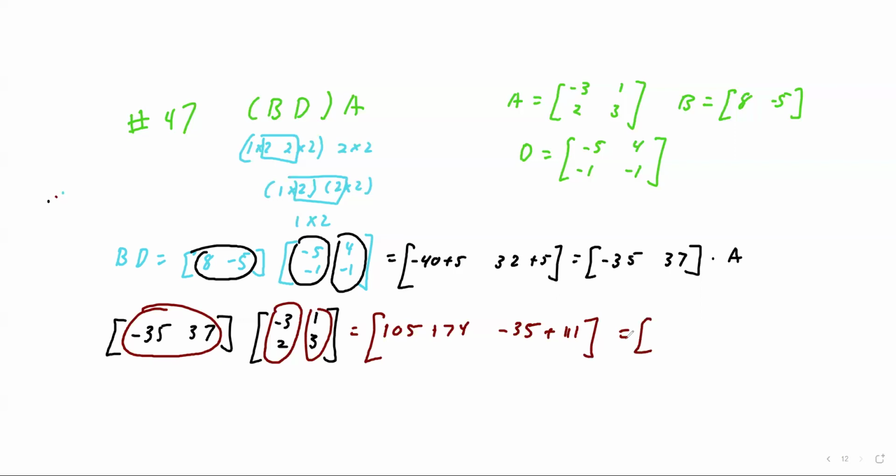And then we just work this out. So then -105 plus 74 gives me -31. And -35 plus 111, that's going to be 76.